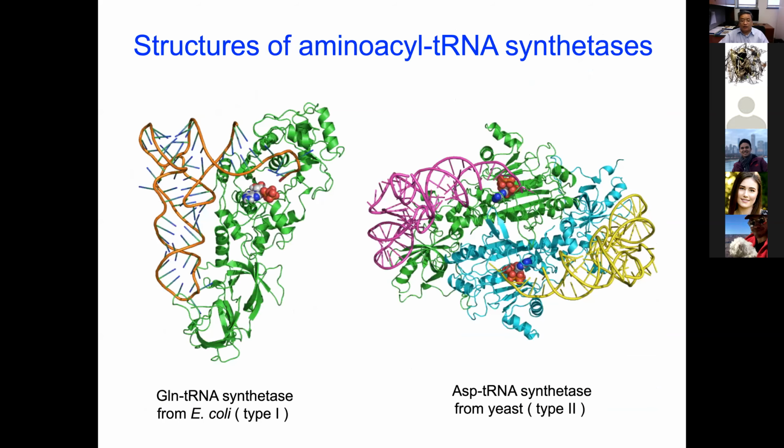So we know this is a very important process because the correct enzyme has to recognize the correct tRNA and then add the correct amino acid to that tRNA. So for each of the amino acids, there's an amino acid tRNA synthetase. And that amino acid tRNA synthetase will recognize the tRNA, and then it will transfer the amino acid to the 3' hydroxy group of that tRNA.